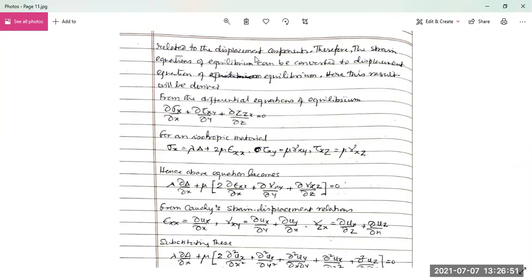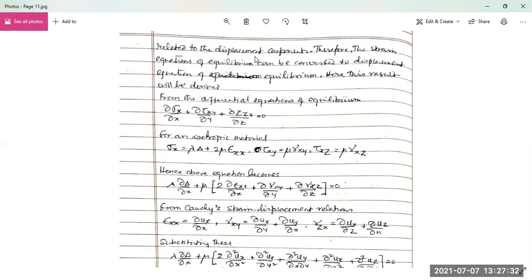Related to the displacement components itself. Therefore, the strain equation of equilibrium can be converted to the displacement equation of equilibrium. Here, the result will be derived accordingly. So what we are doing is, from the strain equations, we want to get the displacement equations. The definition of strain is displacement or elongation per unit length, where displacement is just the total deflection, or total change in dimension, which takes place for a body under a certain external load itself.